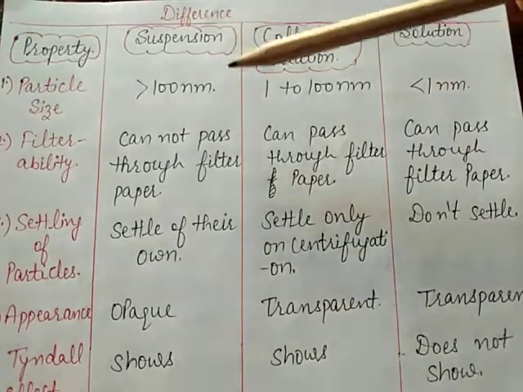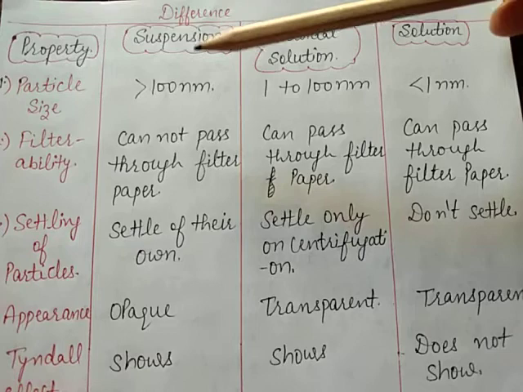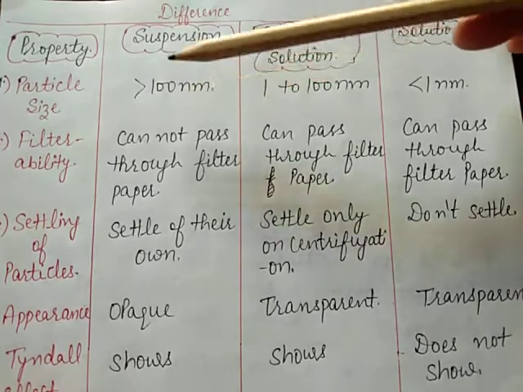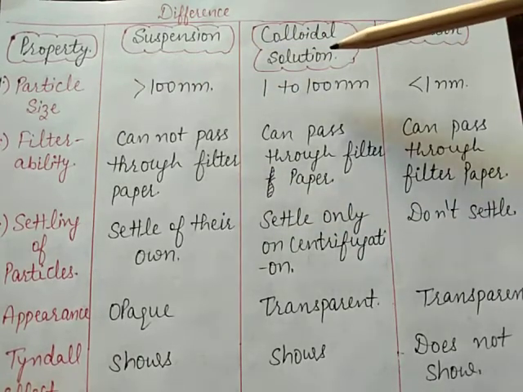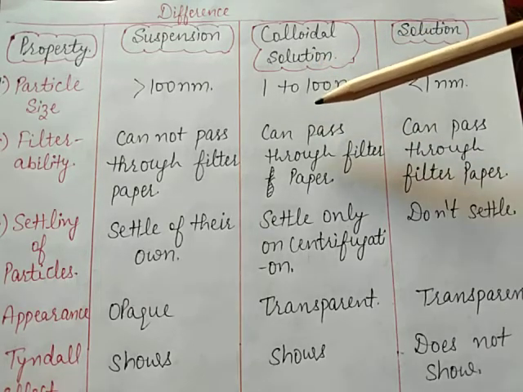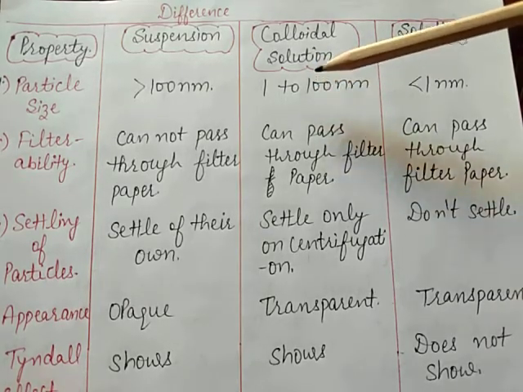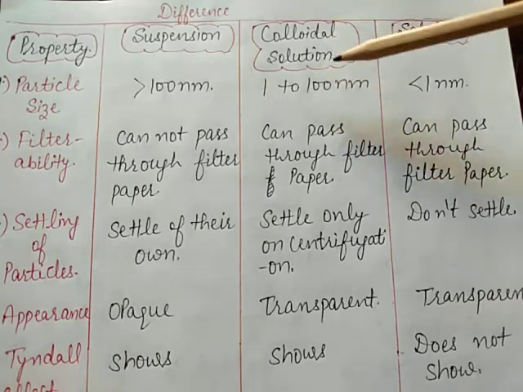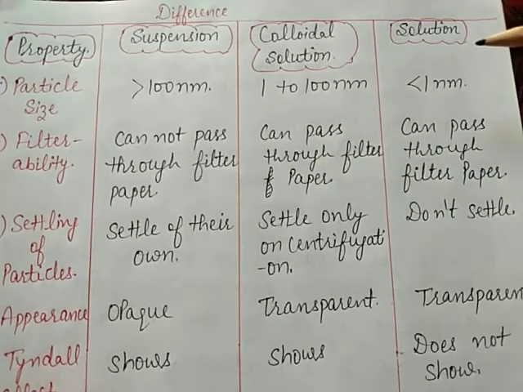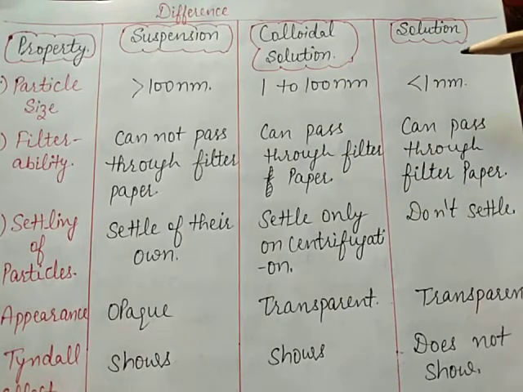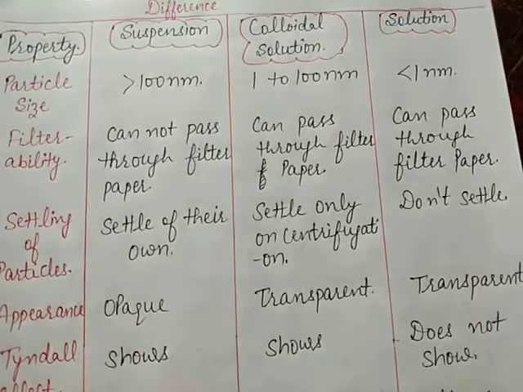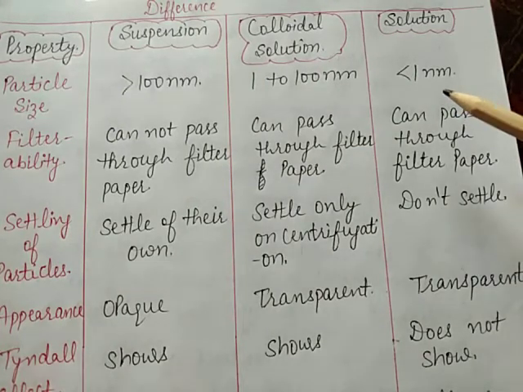Now what are the examples of suspension? Like the mixture of sand in water, mixture of chalk powder in water, etc. Examples of colloidal solution: milk of magnesia, cough syrup, clouds, milk, soap solution, etc. In case of true solution, examples are seawater, alloys, and alcohol in water, etc.